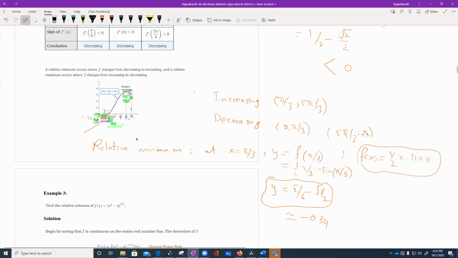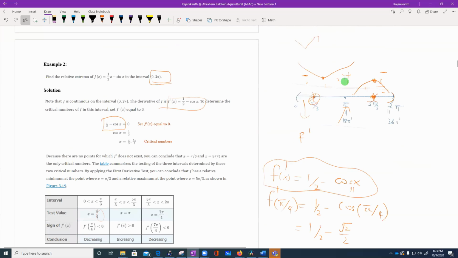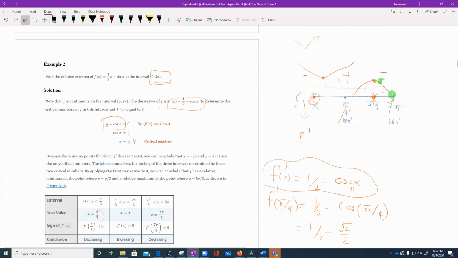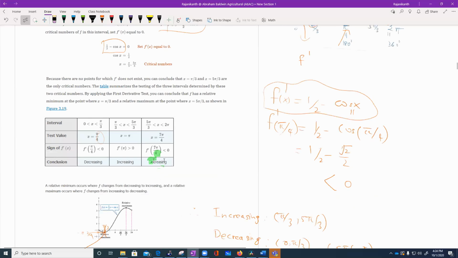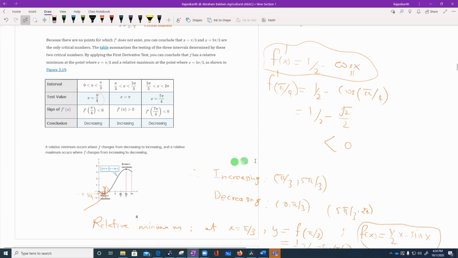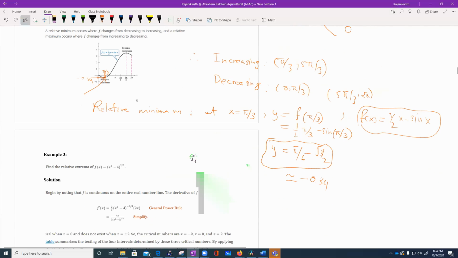In a similar way, you can find the relative maximum, which comes in plus minus order. If you are not clear, look at the first derivative test. Plus minus means maximum, minus plus means minimum. So the second point is my maximum critical point, which is 5 pi over 3. Again do the same thing. If you plug that value into the function, you will get the relative maximum.